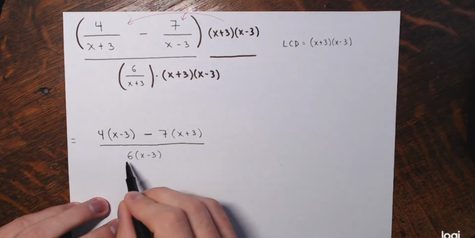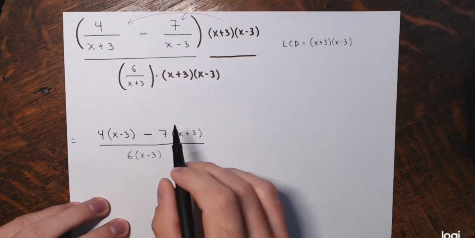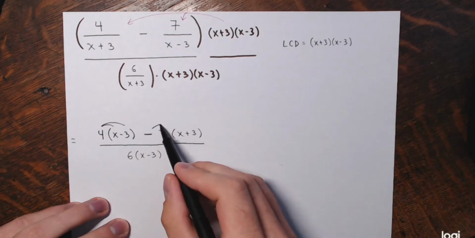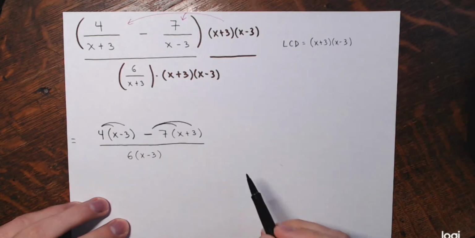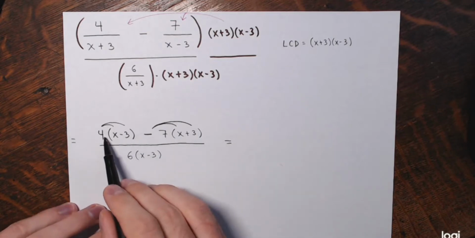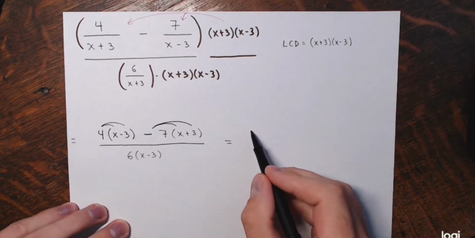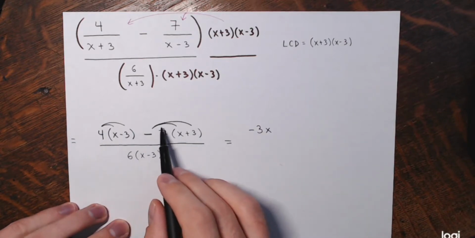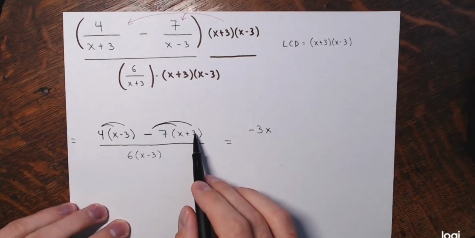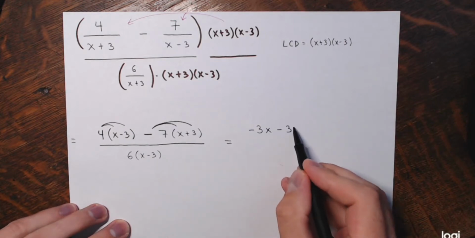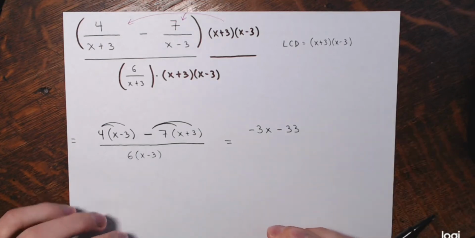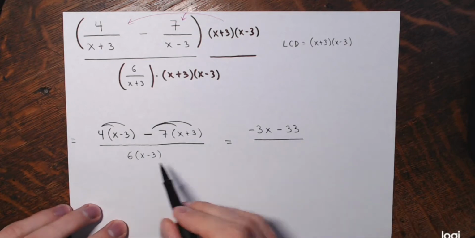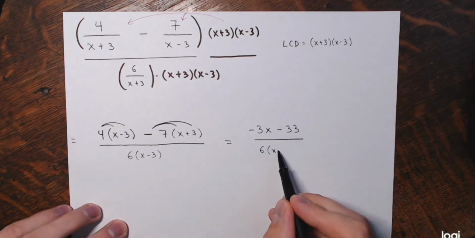All right, and I'm going to leave the denominator factored, and we'll simplify the numerator. So distributing the 4 to the x minus 3, and distributing the negative 7, not just 7, we'd have the following. 4x minus 7x would be negative 3x. Negative 12 minus 21 would be a negative 33. Negative 12 minus 21. And then there's the numerator, and the denominator has 6 times the quantity x minus 3.